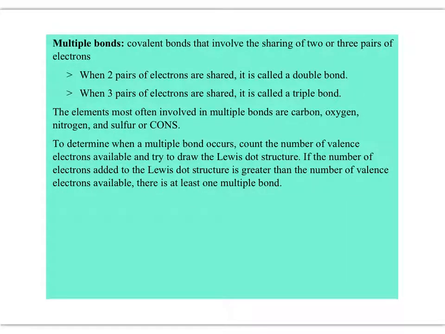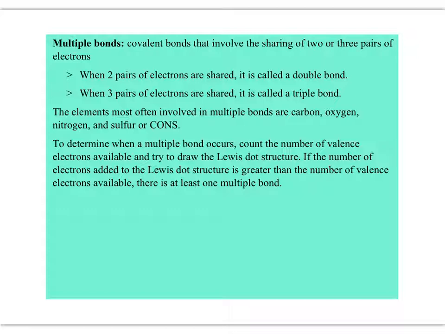Sometimes atoms are going to share more than one pair of electrons. This is referred to as a multiple bond. So far we've been drawing single bonds. We can draw in double bonds where we share 2 pairs of electrons, or triple bonds where we share 3 pairs of electrons. The elements that are most commonly used for multiple bonding are carbon, oxygen, nitrogen, and sulfur, or CONS.